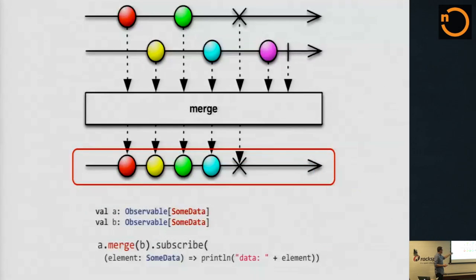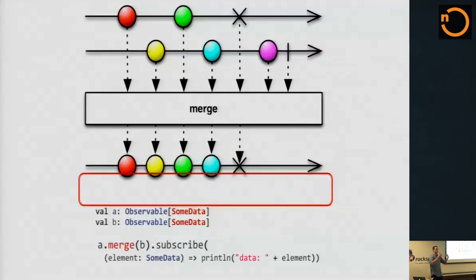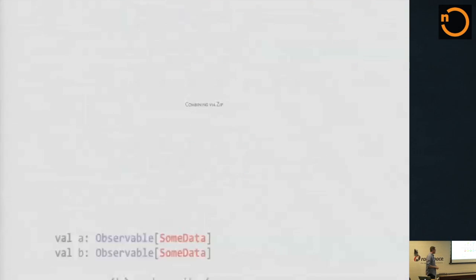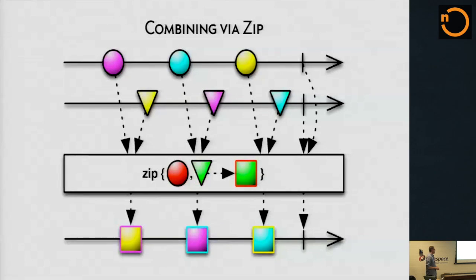And what that does inside the merge operator is it subscribes concurrently to those two sequences, and then as the data comes in, it merges them together. And so you end up with a single sequence out the other side.